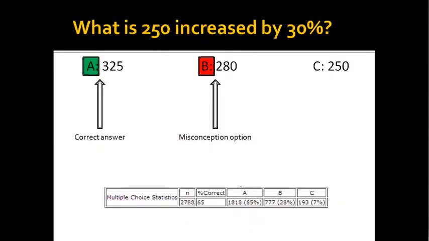So the question reads, what is 250 increased by 30%? The options are 325, 280 or 250. Looking at the performance data, we can see that nearly 28% students choose the wrong option. They assume that increasing by 30% and increasing by 30 is the same thing.